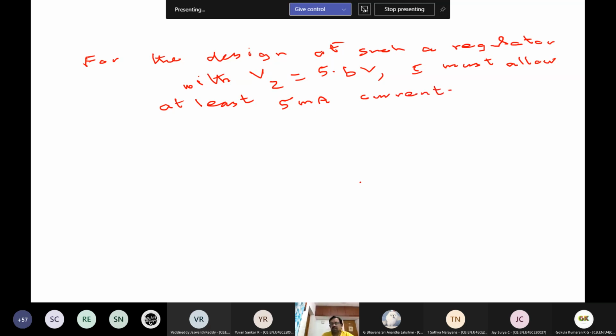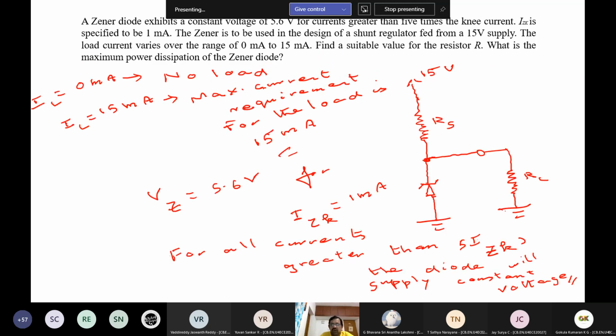5 milliampere current. Okay, this is one thing. Now the second thing is, if you look at the question carefully, 15 milliampere also the load must take. Okay, so 15 milliampere the load must take. Remember that. Even when the load takes 15 milliampere, I must be able to get 5.6 across here. Right? So that is the idea.